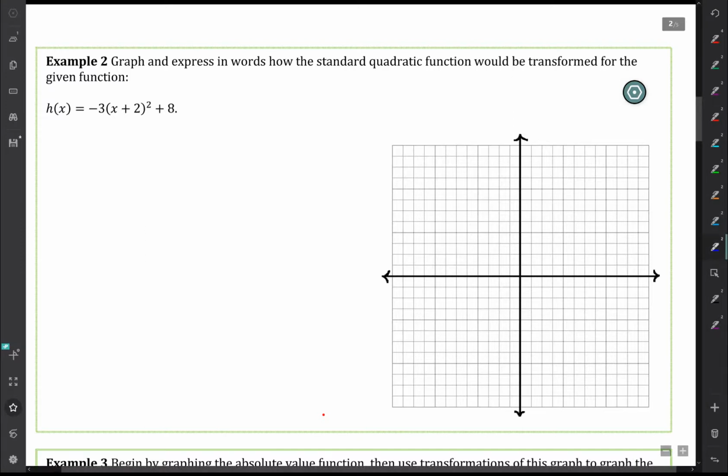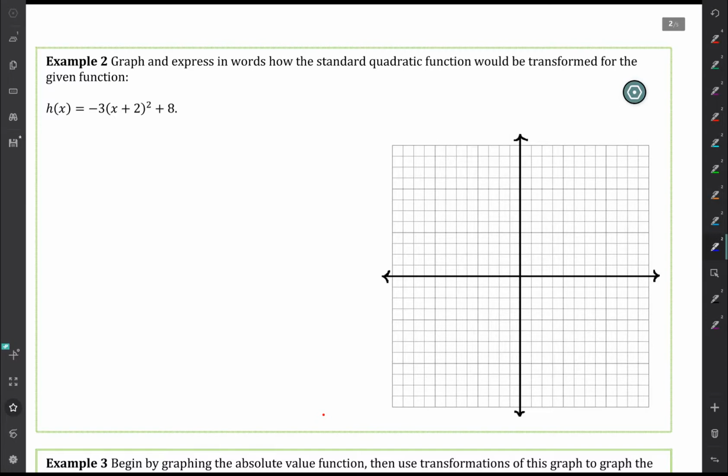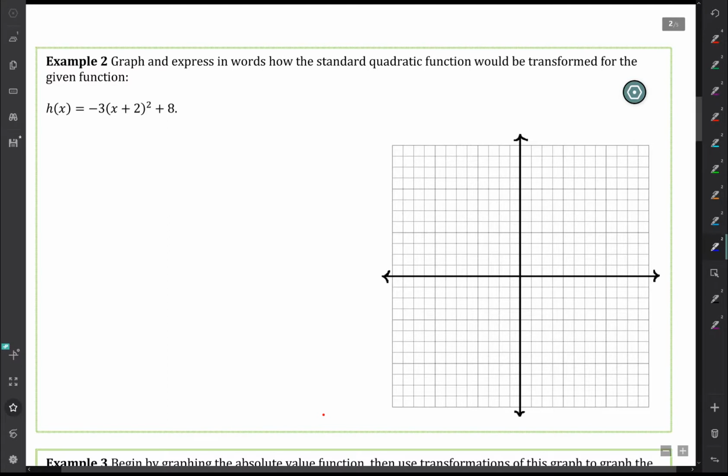Okay, now in example 2, we're asked to graph and express in words how the standard quadratic function would be transformed to be the given function. So the standard quadratic function, which I'll draw in light green, will be y equals x squared. Well, that would look something like this. We'd go through (1, 1), (-1, 1), (-2, 4), (3, 9). So the graph would look something like this. So that's the standard quadratic function.